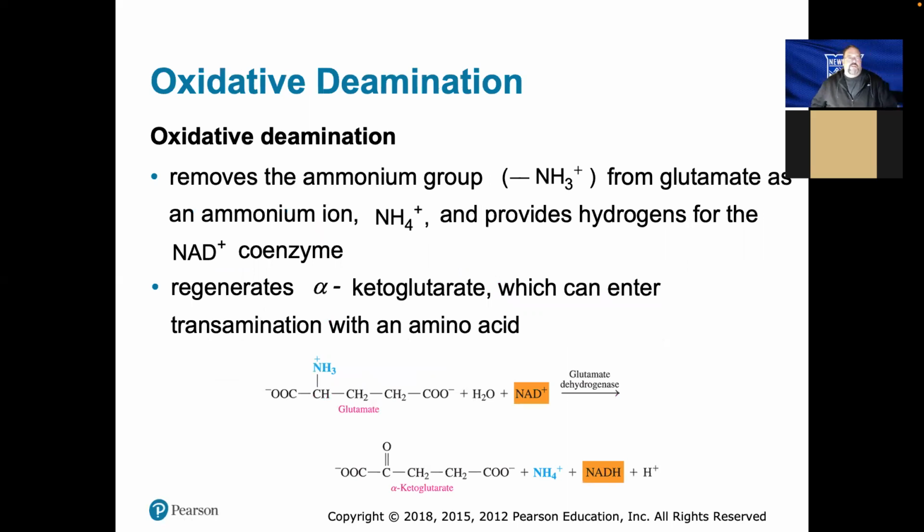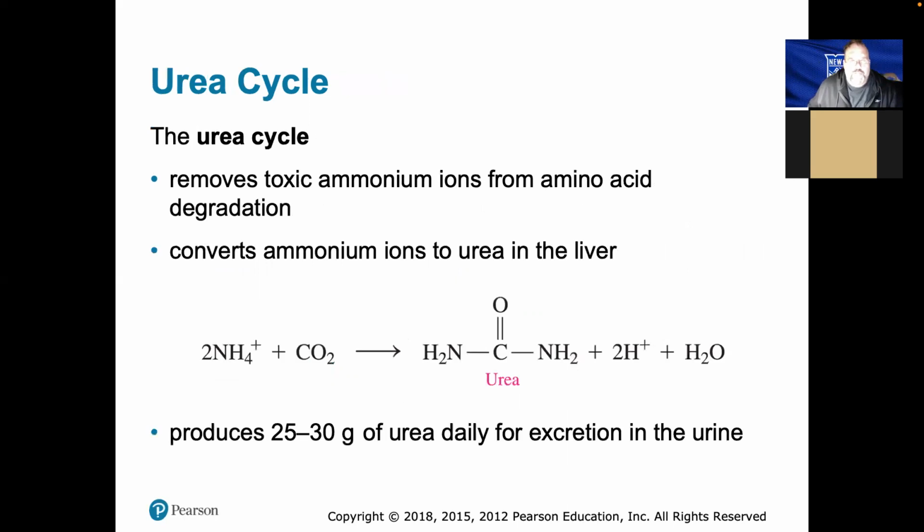Oxidative deamination. So oxidative deamination removes the ammonium group, NH3+, from glutamate as an ammonium ion. NH4+ provides hydrogens for the NAD+ coenzyme, regenerates alpha-ketoglutarate, which can enter transamination with an amino acid. The urea cycle removes toxic ammonium ions from amino acid degradation, converts ammonium ions to urea in the liver, okay, produces 25 to 30 grams of urea daily for excretion in the urine.